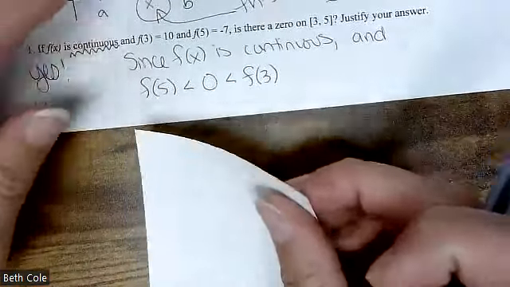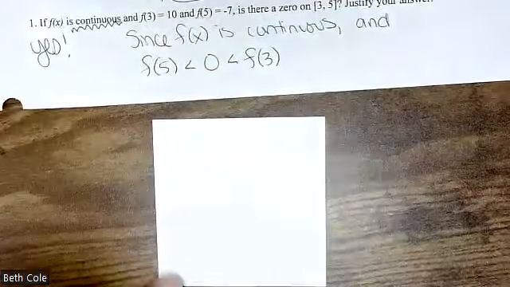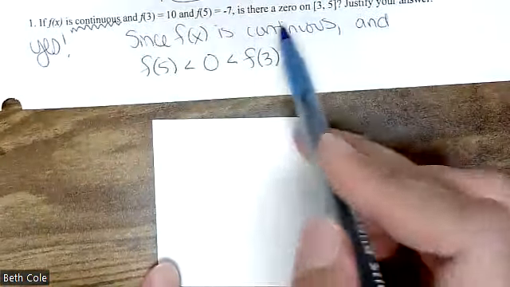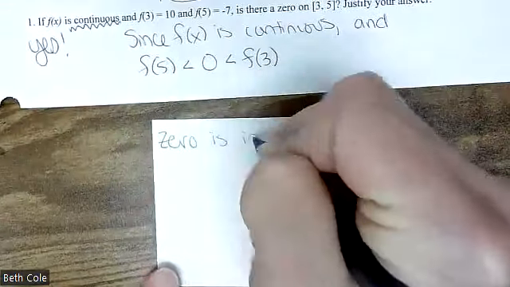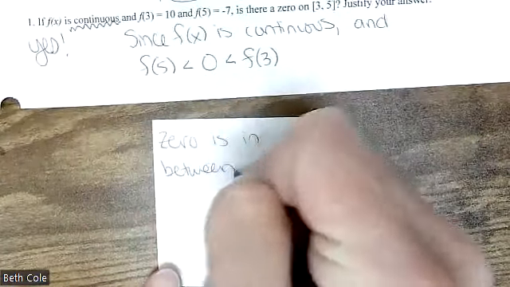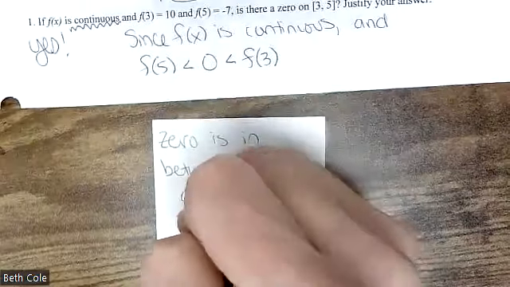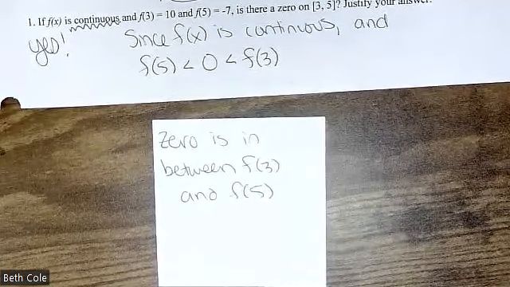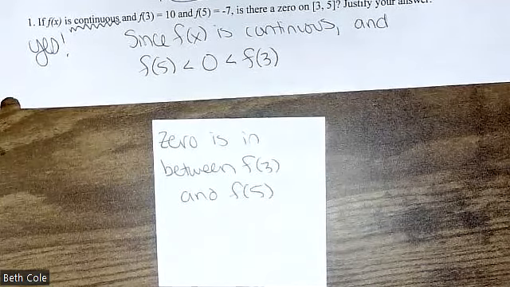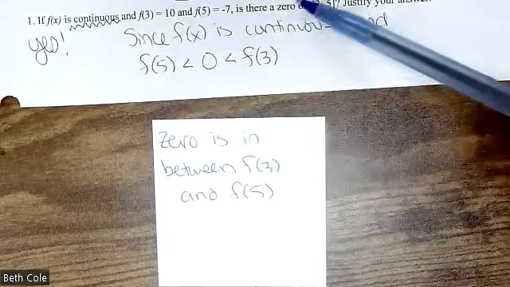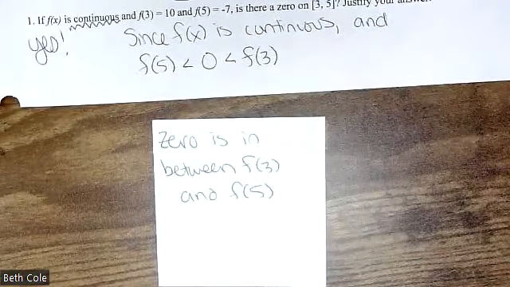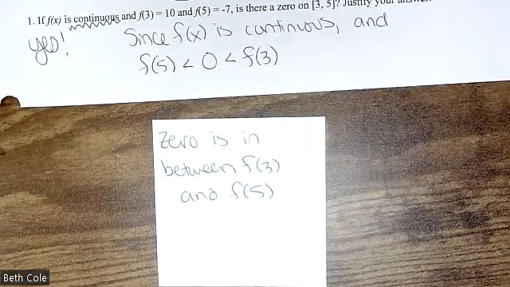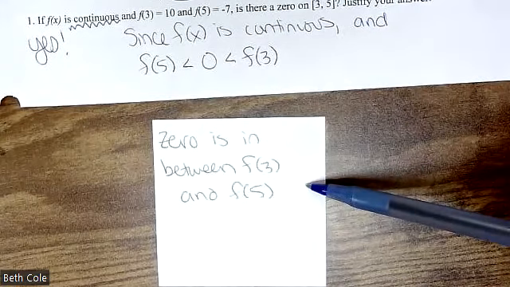If you're a words person instead of a symbols person, here's the other way you can say it. Since f of x is continuous and 0 is in between f of 3 and f of 5. Do you see how I just wrote it in words instead of symbols? Are you following me how these mean the same thing? Pick whichever one you like better. Symbols or words, all right?